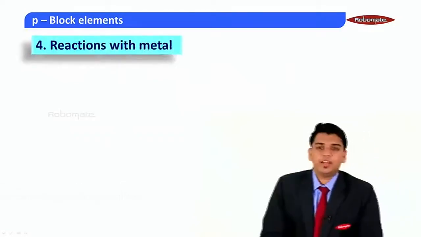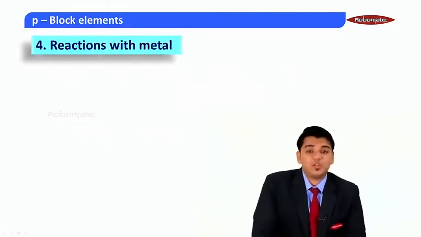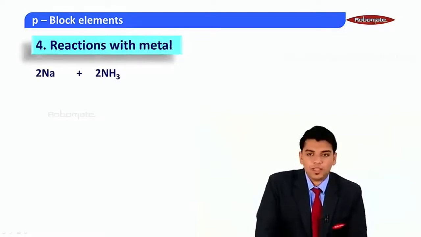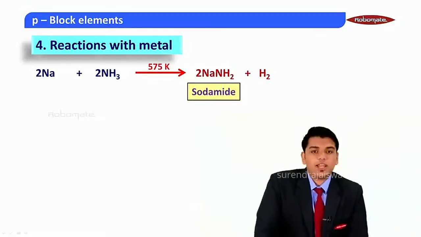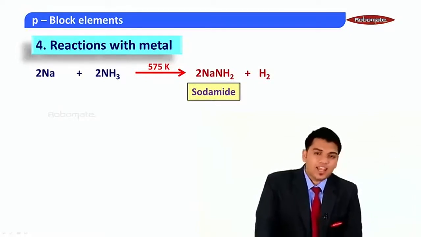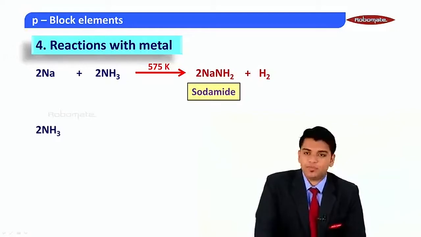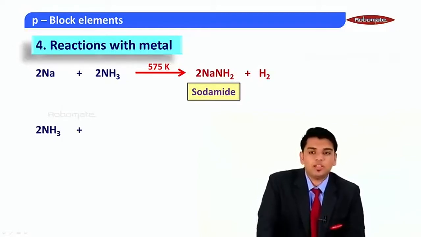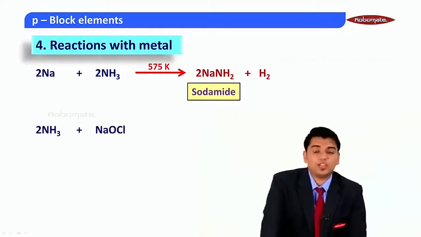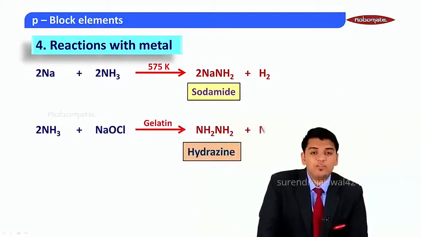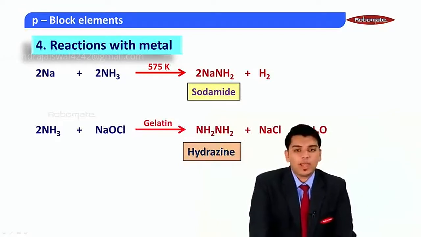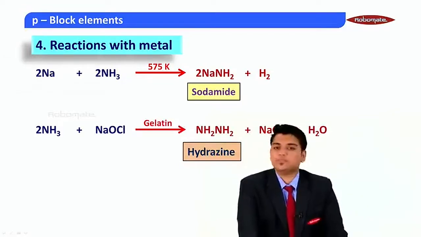Moving ahead, now have a look at its reactions with metals. So if I react sodium with ammonia, the product that we get at 575 Kelvin is NaNH2 and H2 gas. This NaNH2 is called sodamide. Further, when ammonia is reacted with NaOCl, that is sodium hypochlorite, in the presence of gelatin, we get NH2NH2, that is hydrazine, followed by NaCl and water.